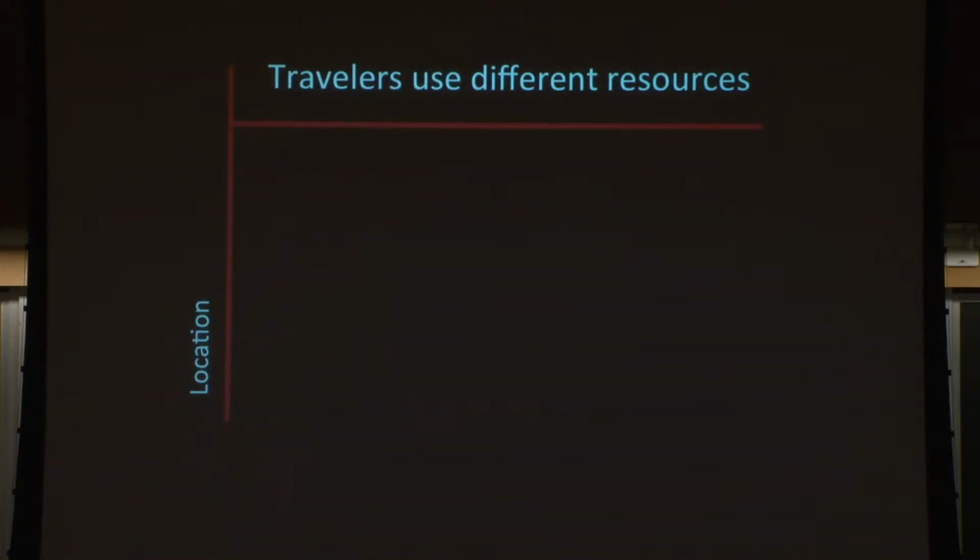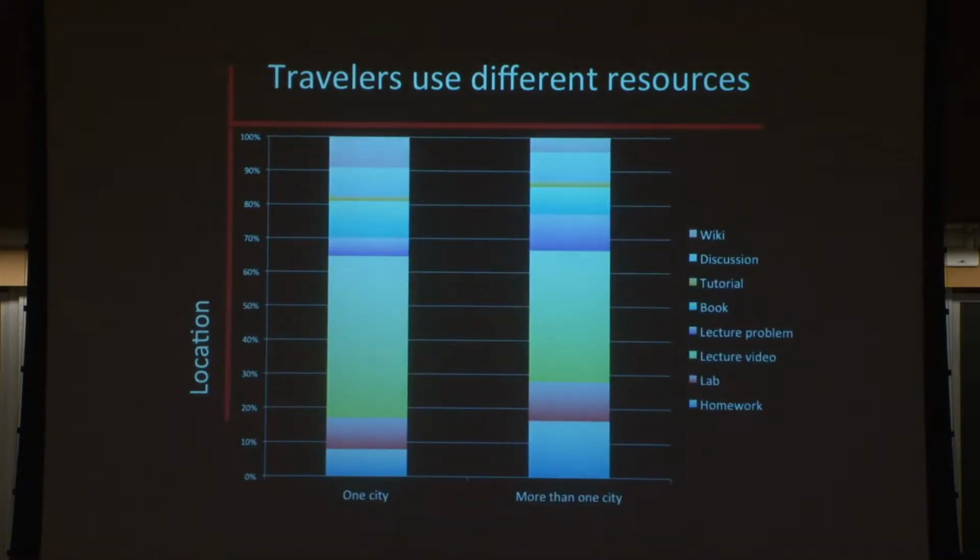And we did indeed find notable differences in the types of resources used by those students who were logging on from multiple cities and multiple countries. For example, in terms of the proportional use of resources, you see those students who are travelers, so to speak, we find them in more than one city. They're using the lecture video much less in terms of their overall proportional use of the site, which makes sense.